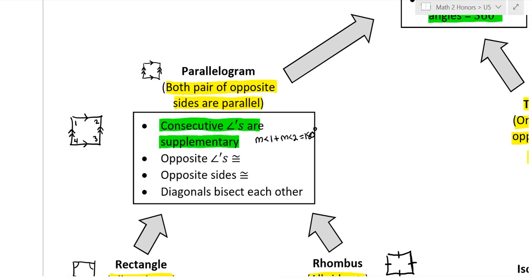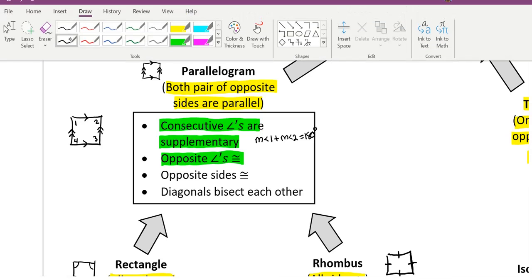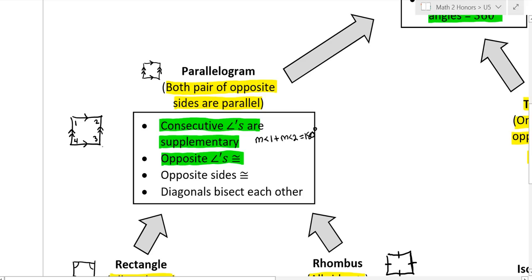Second thing is opposite angles are congruent. So angle 1 and angle 3 would be opposite of each other, and so they would be congruent to each other. Angle 4 and angle 2 would be opposite of each other, and so they would be congruent. So we could say something like angle 1 is congruent to angle 3.